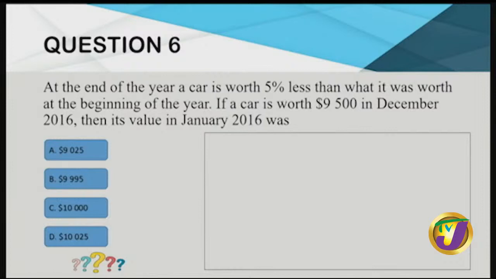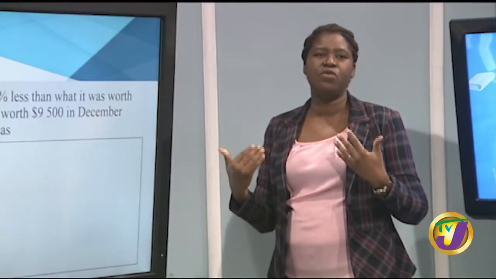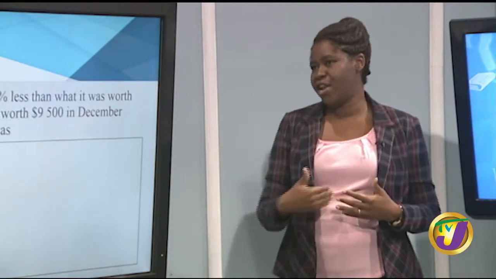Go ahead, Nikisha. All right. So at the end of the year, a car is worth 5% less than what it was worth at the beginning of the year. So if a car is worth $9,500 in December 2016, that's the end of the year, then its value in January 2016, same year, was... So we're looking at depreciation, right? Yes, because with cars, with motor vehicles, they lose value annually. They do not cost the same at the end of the year.